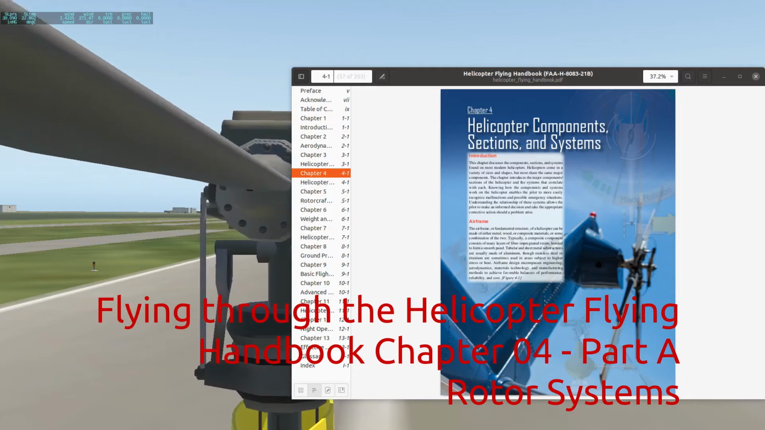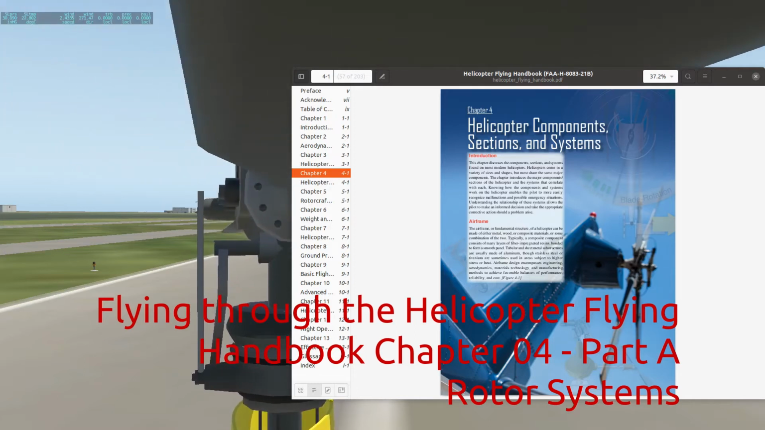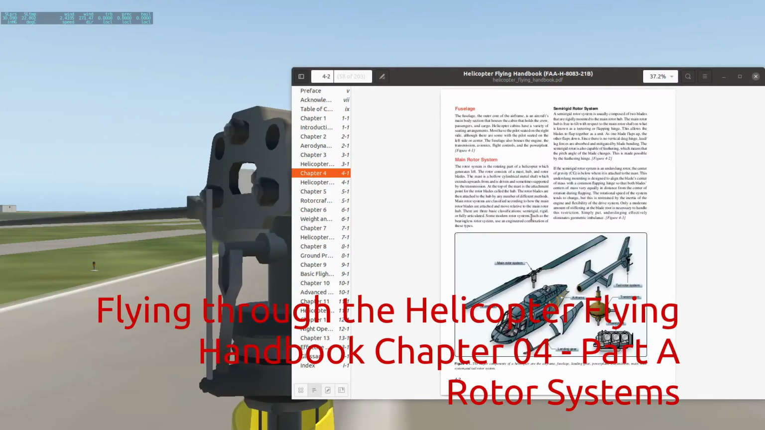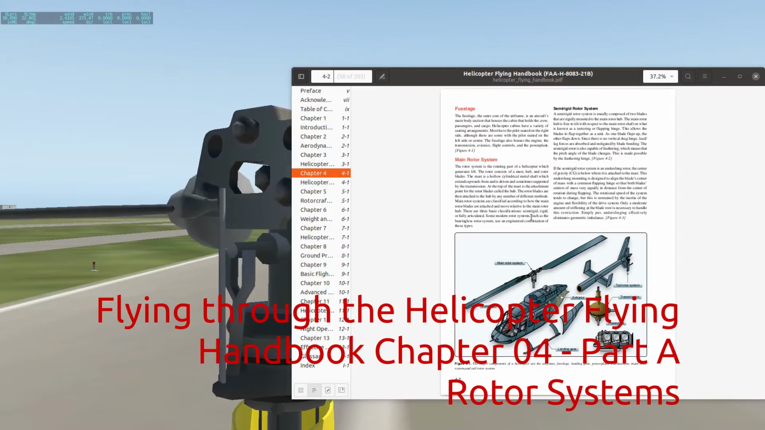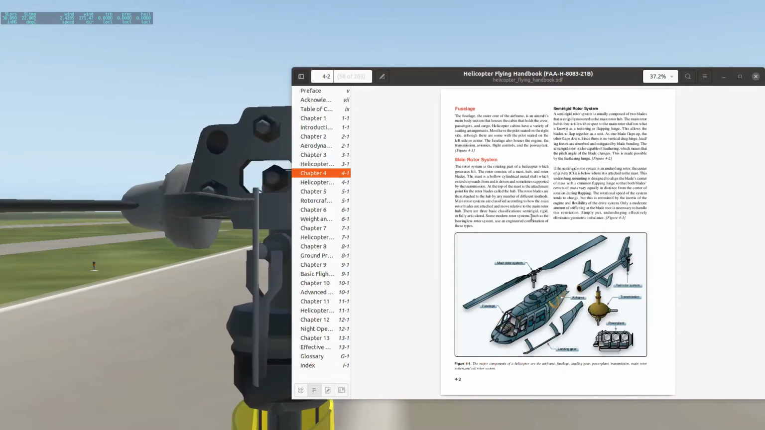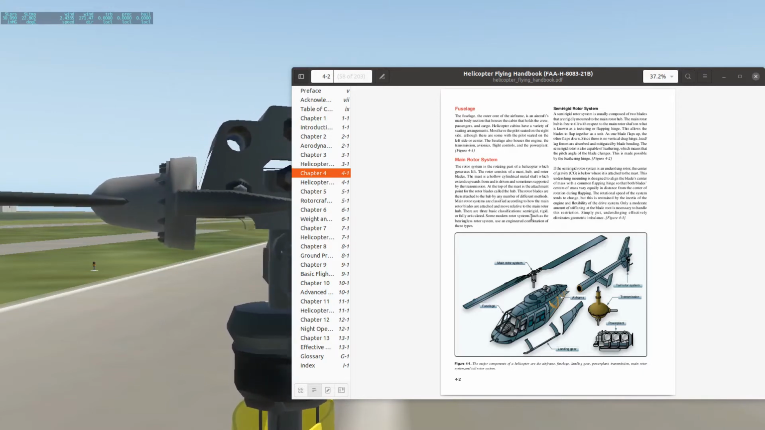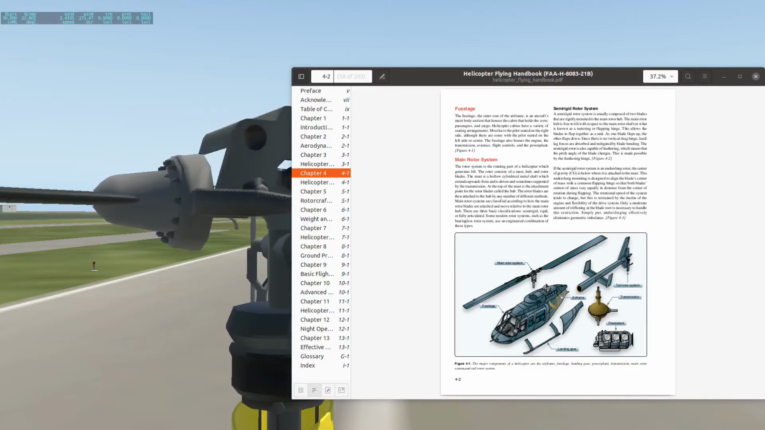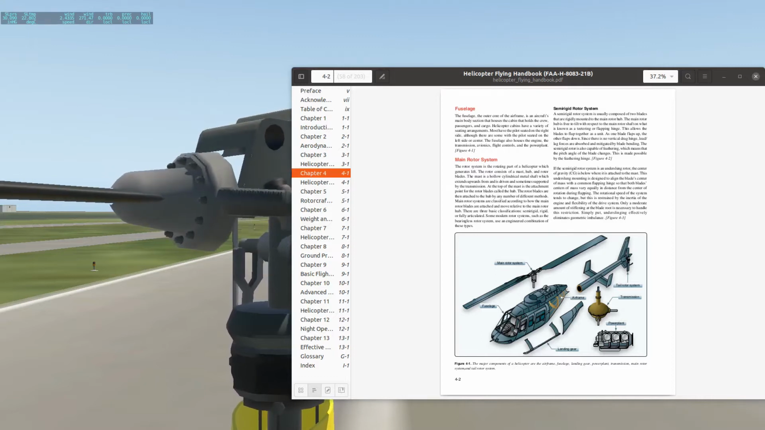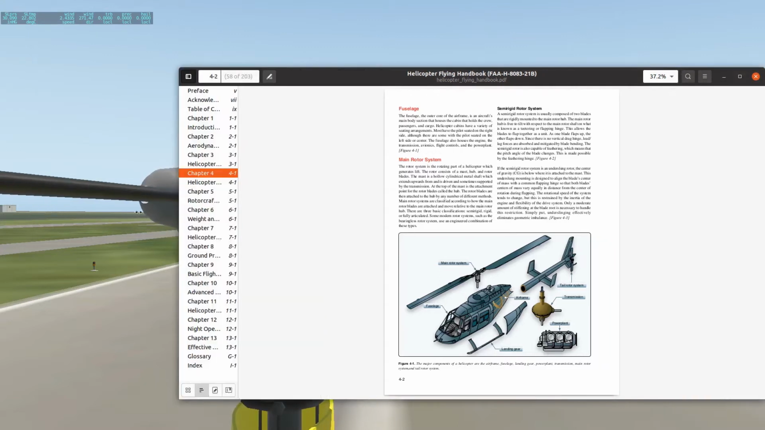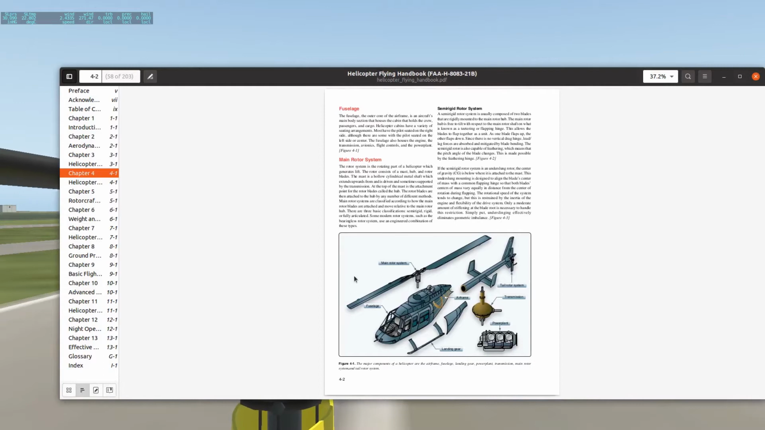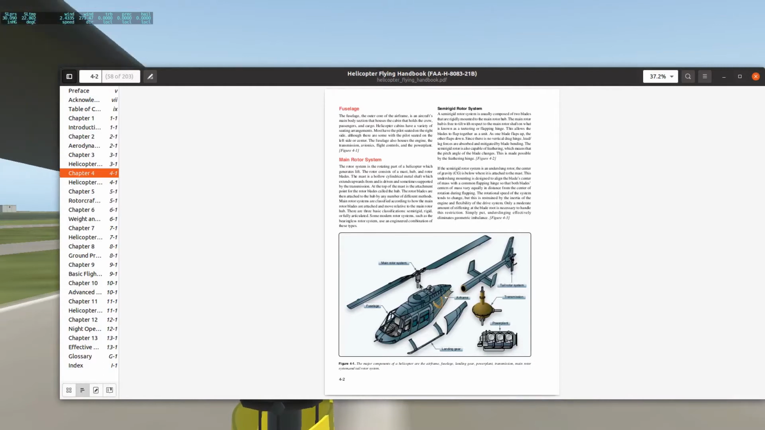So the first thing that is discussed in Chapter 4 are different kinds of rotor systems. The first one they begin with is the semi-rigid rotor system, and they have a nice little Bell helicopter here in the photo that they're going to use for an example of what that looks like.